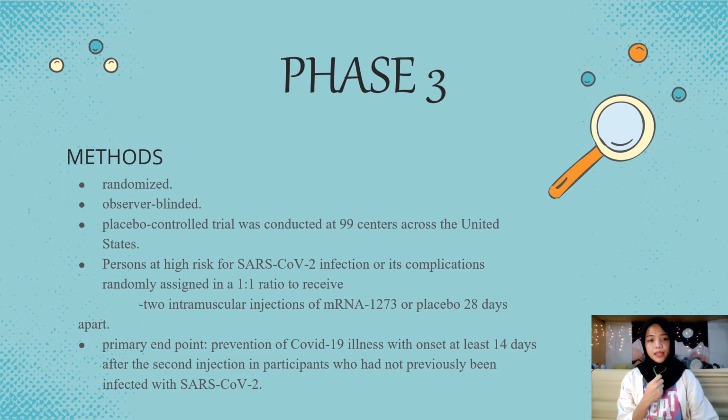In this study, the methods used were a randomized, observer-blinded, placebo-controlled trial conducted at 99 centers across the United States. Persons at high risk for SARS-CoV-2 infections or its complications were randomly assigned in a 1:1 ratio to receive 2 intramuscular injections of mRNA-1273, that is 100 microgram, or placebo 28 days apart. The primary endpoint was prevention of COVID-19 illness with onset at least 14 days after the second injection in participants who had not previously been infected with SARS-CoV-2.